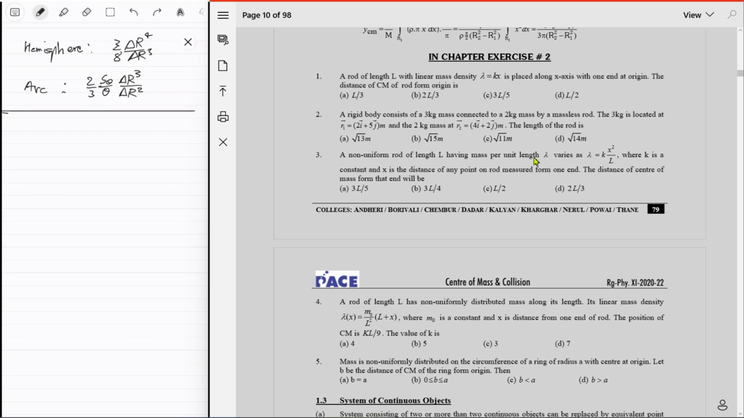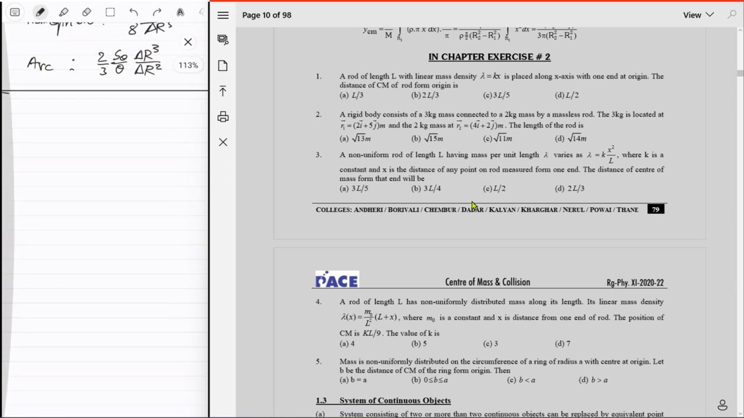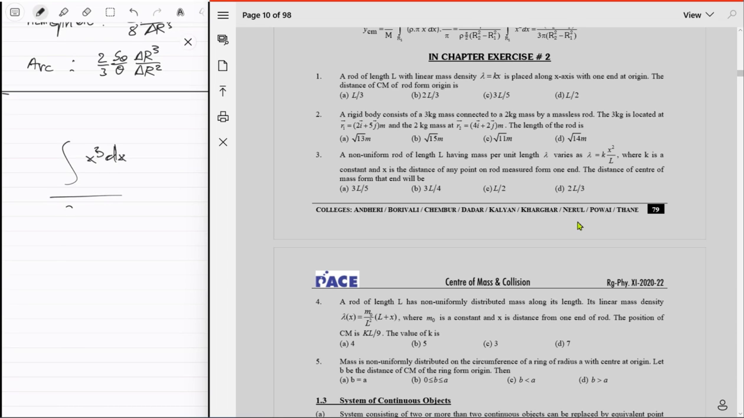Non-uniform rod of length L having mass per unit length lambda varies as this thing, where K is a constant and x is the distance at any point of the rod. Find the distance of the center of mass from the end. Alright, it's doable. This K upon L stuff is constants, we don't actually need that. It's x squared dx, that times x once again because of the x-bar thing, upon the integration of just x squared dx, the mass, right? So that K upon L stuff comes out, it cancels, doesn't matter again.